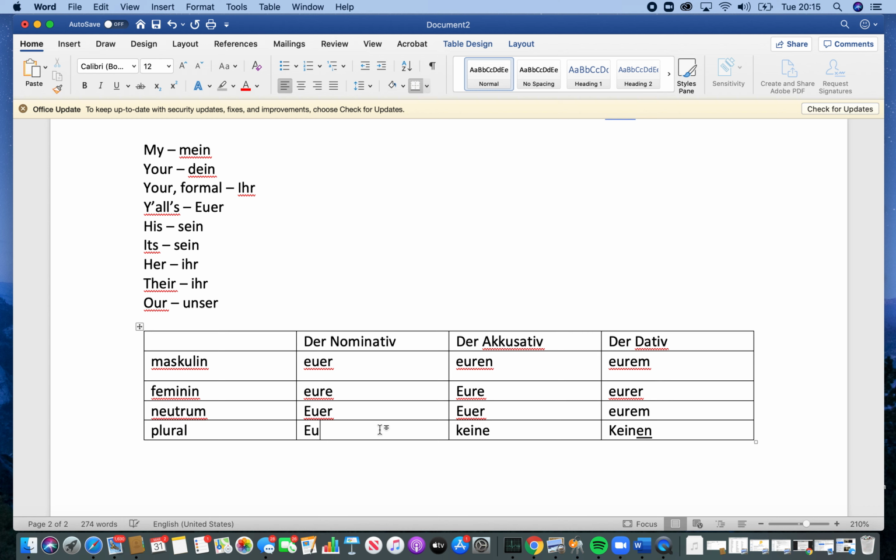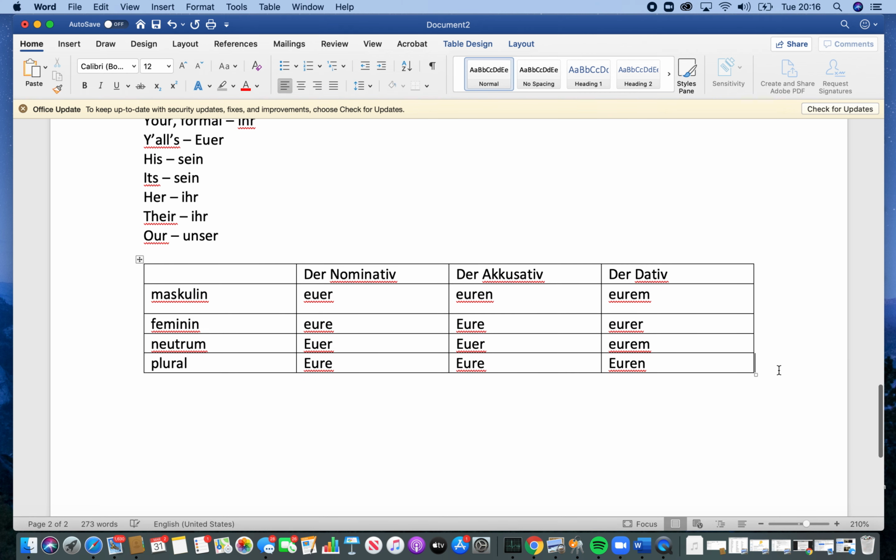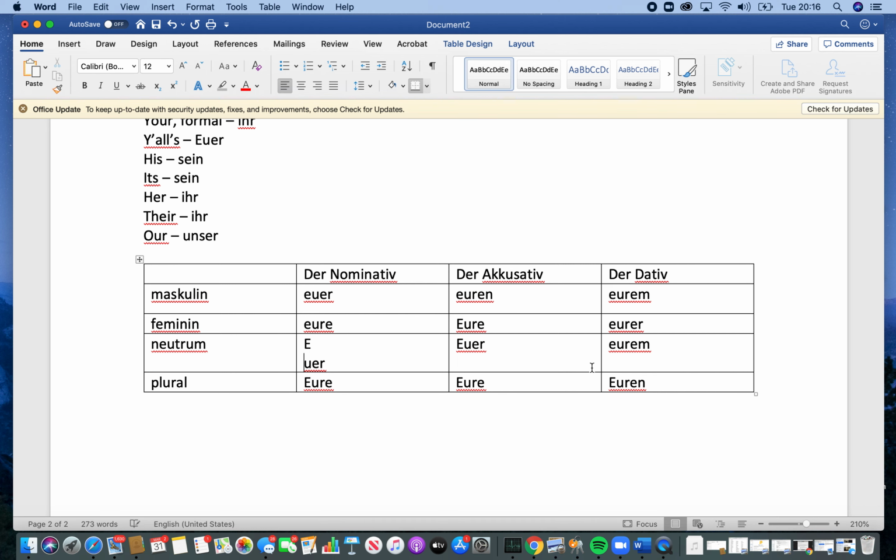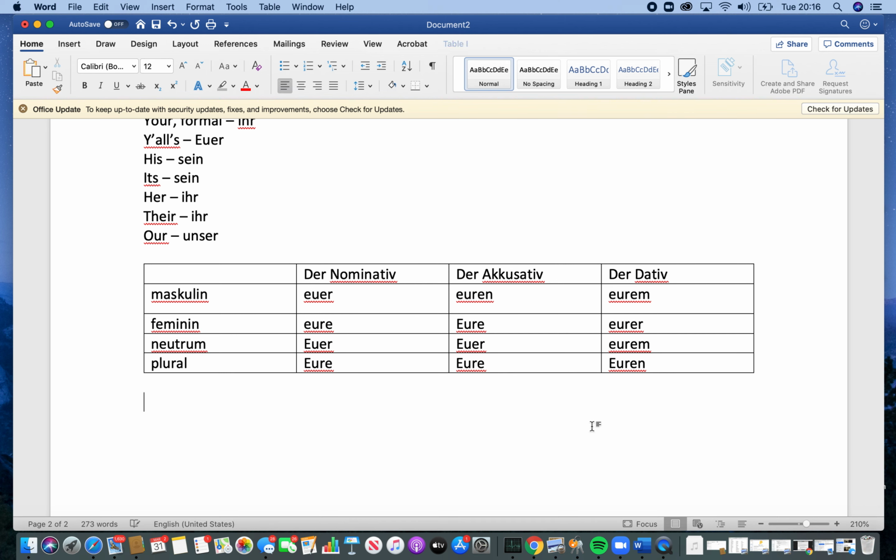Plural, eure. So here we're going to use the D endings, except for dativ, of course. Euren. Mit euren Freunden. So then which of these we select, which ending, is determined by the noun that we're possessing, not by the gender of the owner. So we can say the ball belongs to the boy.